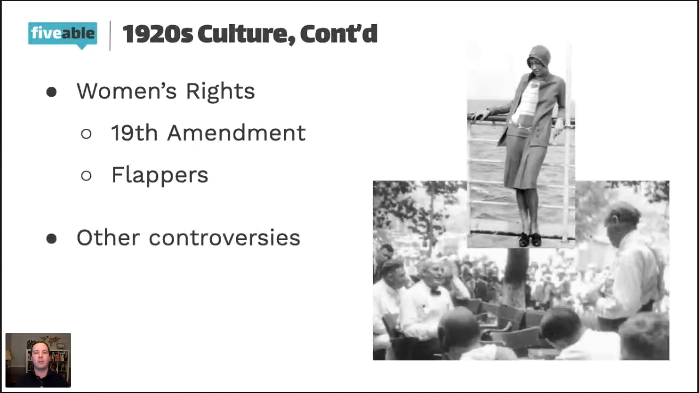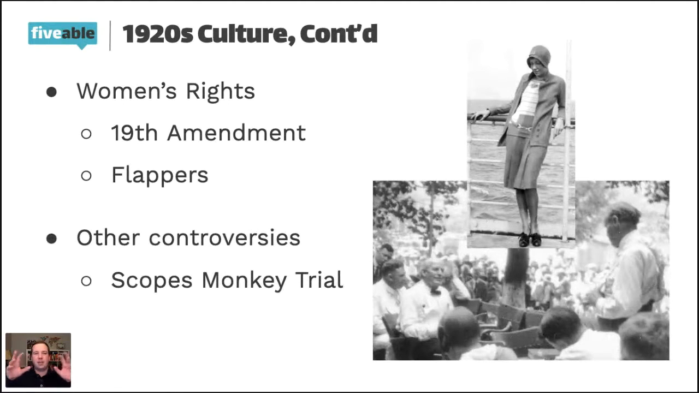Then we also have a couple other controversies. One of them would be the Scopes monkey trial, depicted in the picture to the right, when it moved outside for a day. And this was sort of about fundamentalist Christianity against science, about whether or not humans came from apes and that whole evolution debate. But it was also a sort of microcosm, a small example of a larger problem. Again, we talked about the rural and urban divide in the United States. This is a very good example of that.